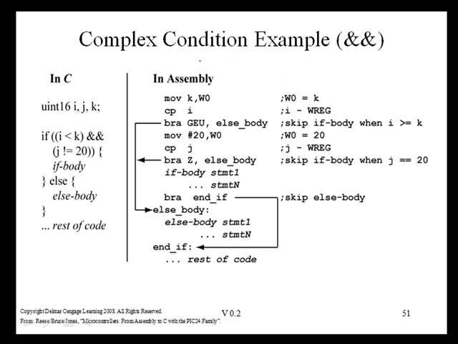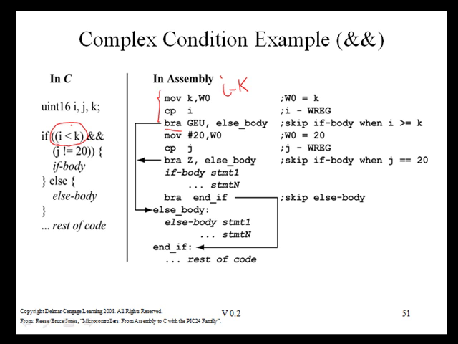So let's do a complex condition example using a logical AND. The condition is if I is less than k and j is not equal to 20, let's execute the if body, else we'll execute the else body. So our first condition to test is going to be I less than k. We first need to do the subtraction of I minus k. These two instructions will do the subtraction. At that point, we need to figure out what branch we need.